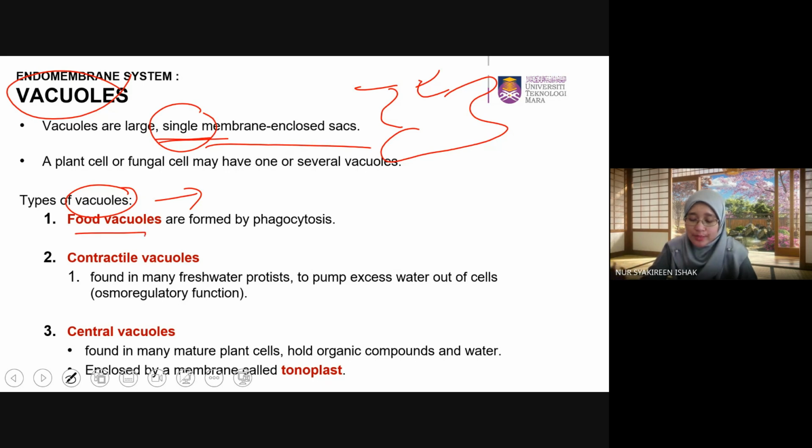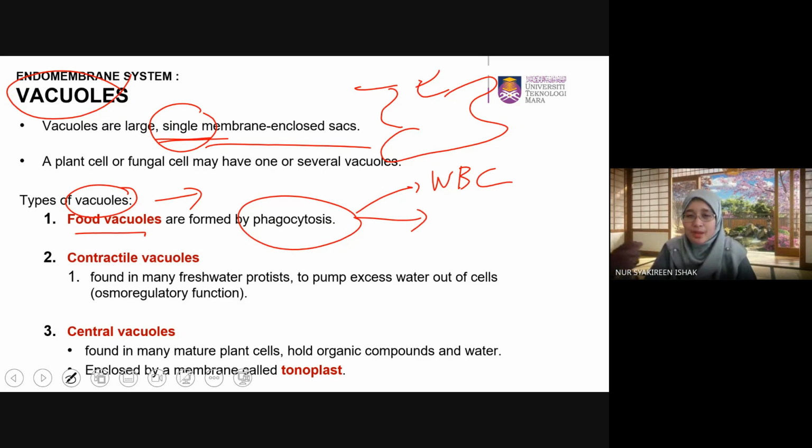One is the food vacuole, which is formed from phagocytosis, like earlier by the white blood cells. Okay, white blood cells engulf their prey, their food. And then another one is the contractile vacuole, found in many freshwater protists to pump excess water out of the cell, which is in the process of osmoregulation. And then the central vacuole, which is found in plant cells. The membrane of the central vacuole, we call it the tonoplast.